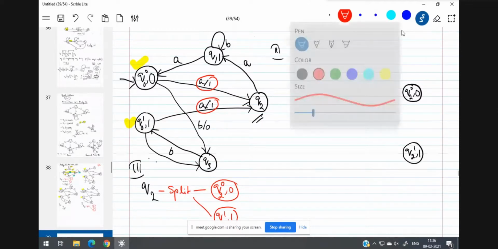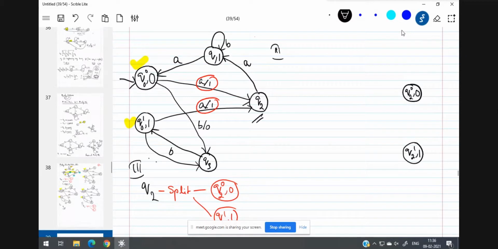So now let me draw it. This is Q0, 0. This is Q1, 1. Now both are associated with 1, hence this. Both are associated with 1, hence this. And then this is the initial state.